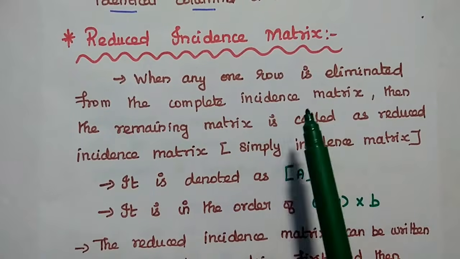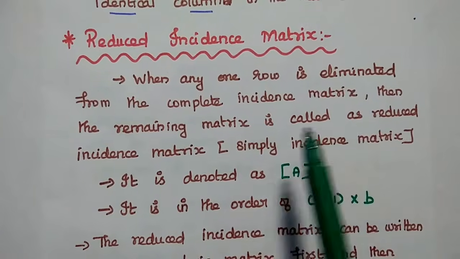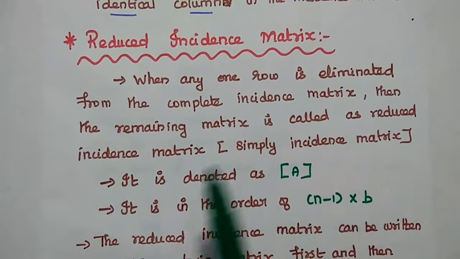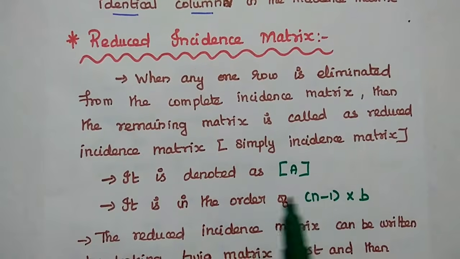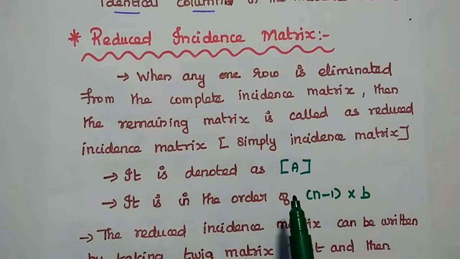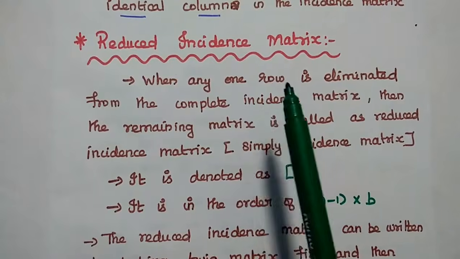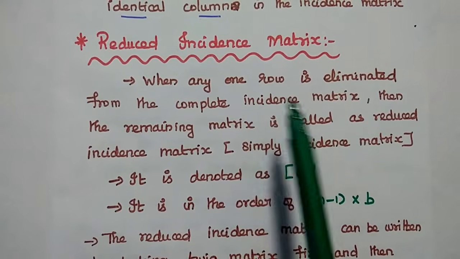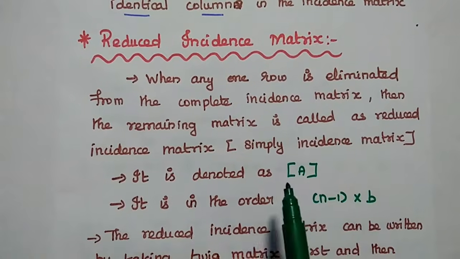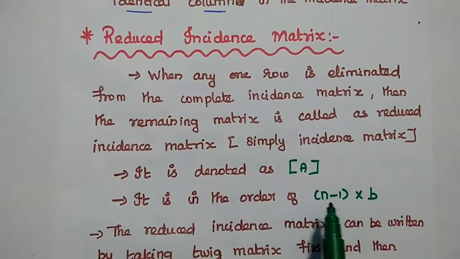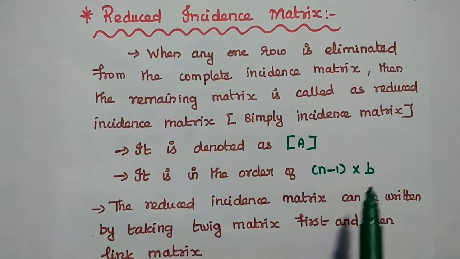When any one row is eliminated from the complete incidence matrix, the remaining matrix is called the reduced incidence matrix, or simply the incidence matrix. It is denoted as capital A. It is of order n minus 1 into b because we eliminate one row. A row represents a node, correct? Here n represents the number of nodes. If we eliminate one row, the order is n minus 1 into b, where b represents the number of branches.